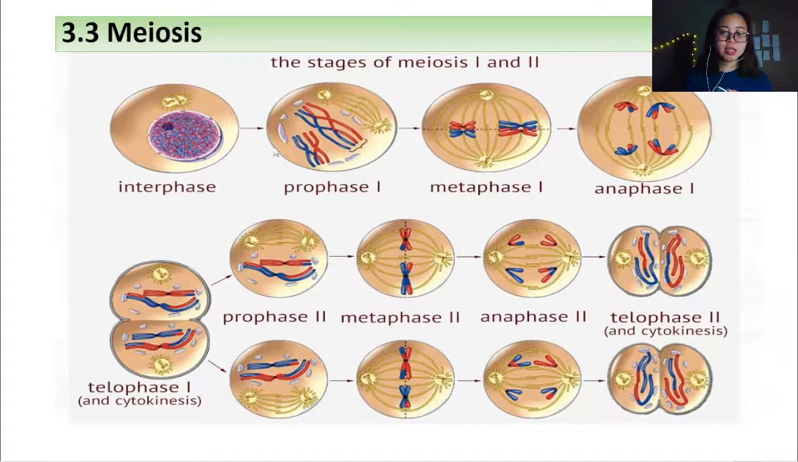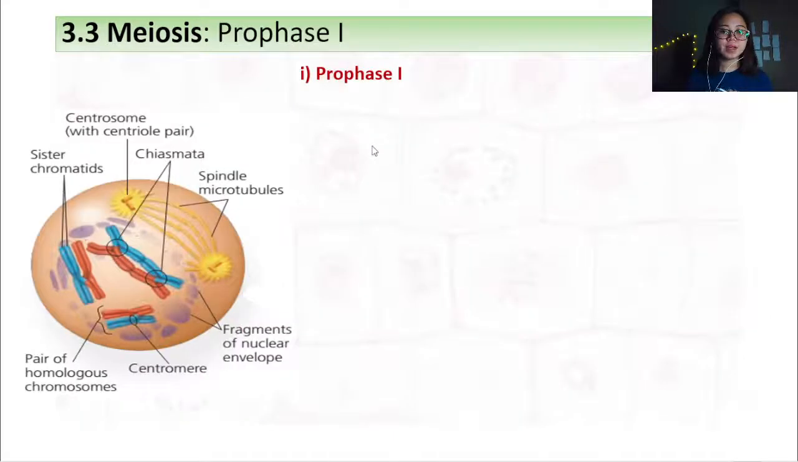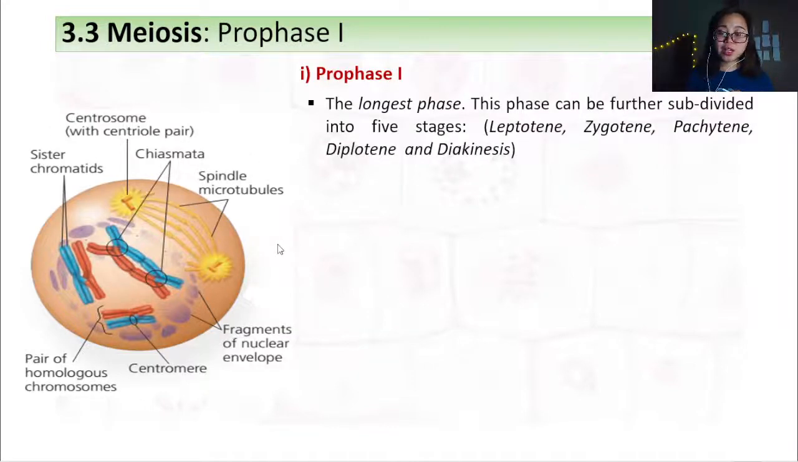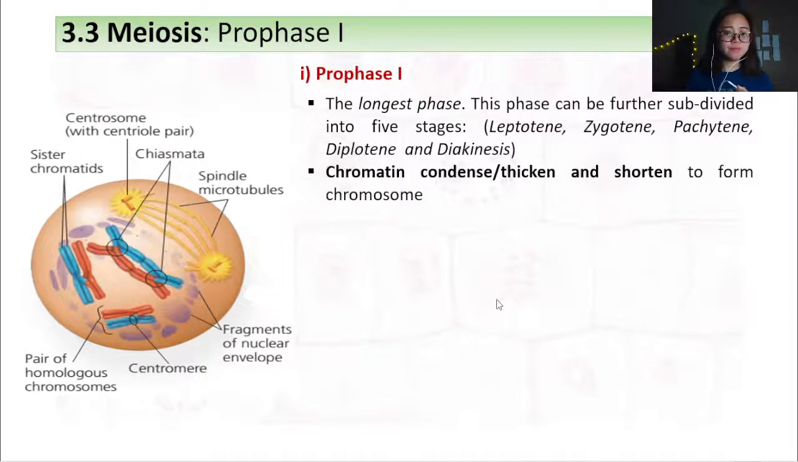Kita start terus dengan stage pertama dalam meiosis. Okay, so first stage in meiosis is prophase 1. It is the longest phase in meiosis. This can be further subdivided into 5 stages. Okay, dia sangat panjang. Ada buku yang akan pisahkan kepada 5 stage. Tapi rasanya untuk syllabus kamu tidak perlu hafal 5 stage ini.